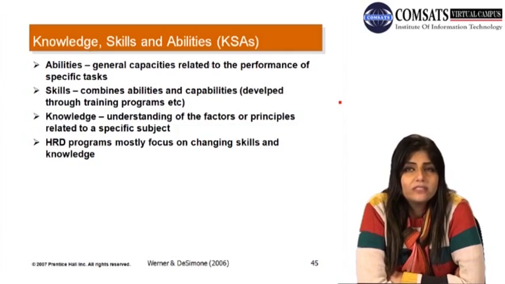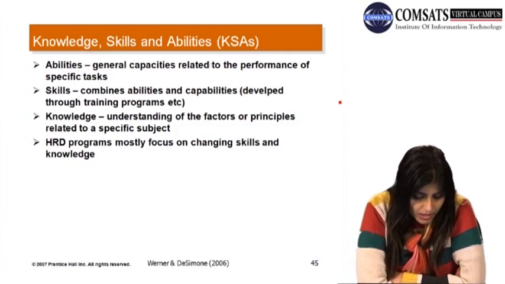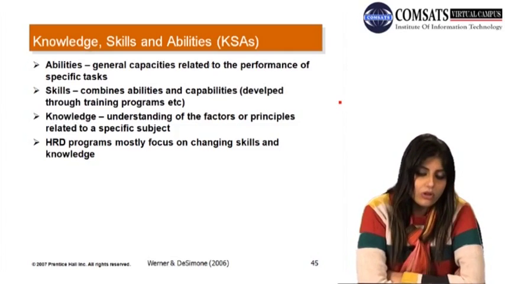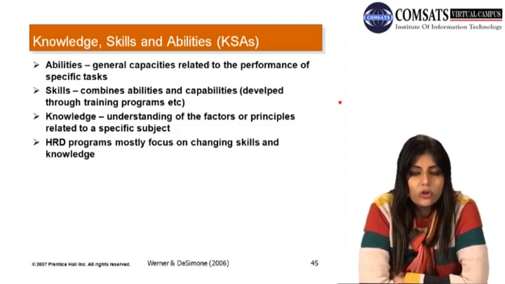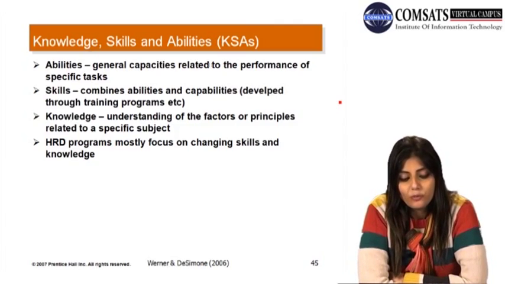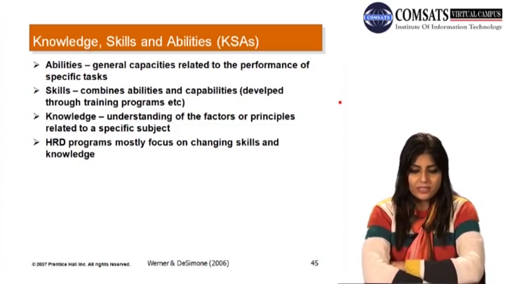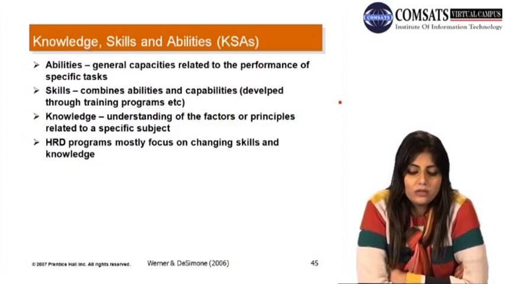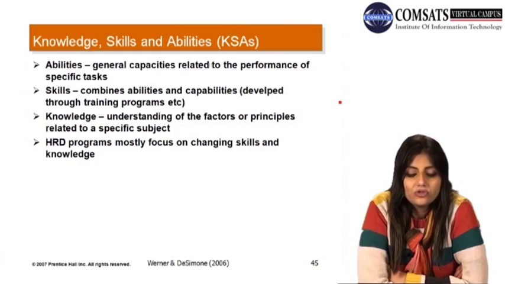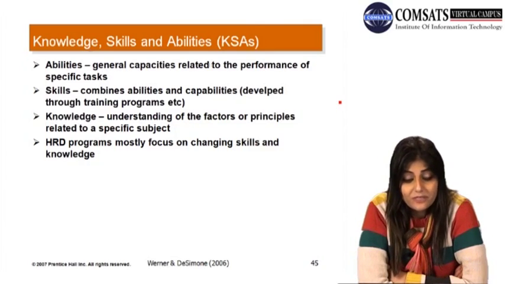The factors that we have discussed till now are basically the factors in the external environment, and now we see how the individual factors influence employees' behavior: their knowledge, their skills and their abilities. So abilities are the general capacities which are related to performance of specific tasks, and skills combine abilities and capabilities which are developed through training programs, etc. So skills are developed through the trainings, and abilities are the general capacities to perform specific jobs. And knowledge is the understanding of the factors or principles related to a specific subject.